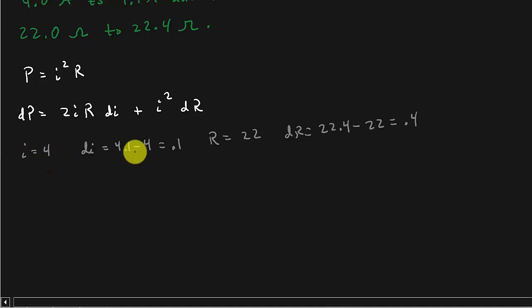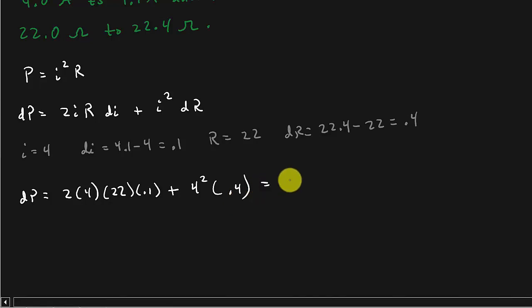And now you just take each of these values and plug them into the total differential. So I get dP is equal to 2 times I times R, that's 2 times 4 times 22, times dI, so times 0.1, plus I squared, that's 4 squared, times dR, which is 0.4. And when we punch all of this into our calculator, we end up with 24 watts. And there's your answer.